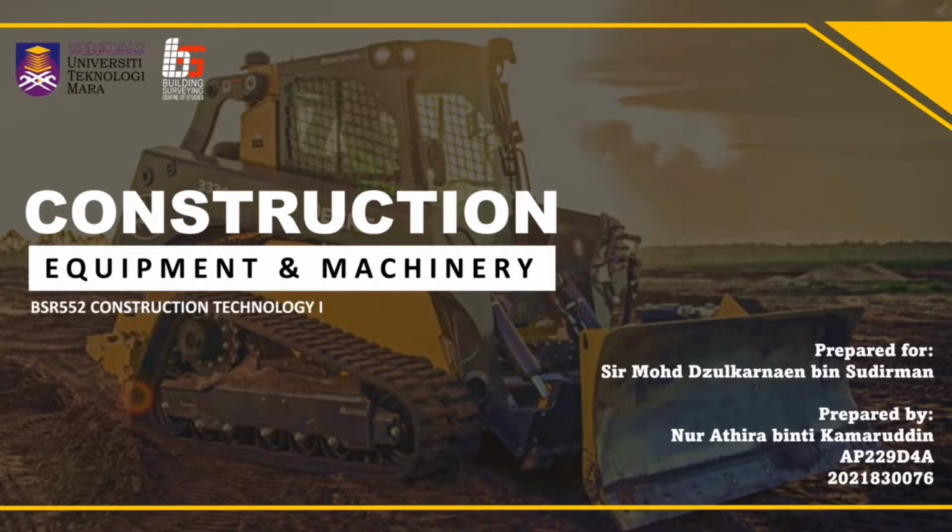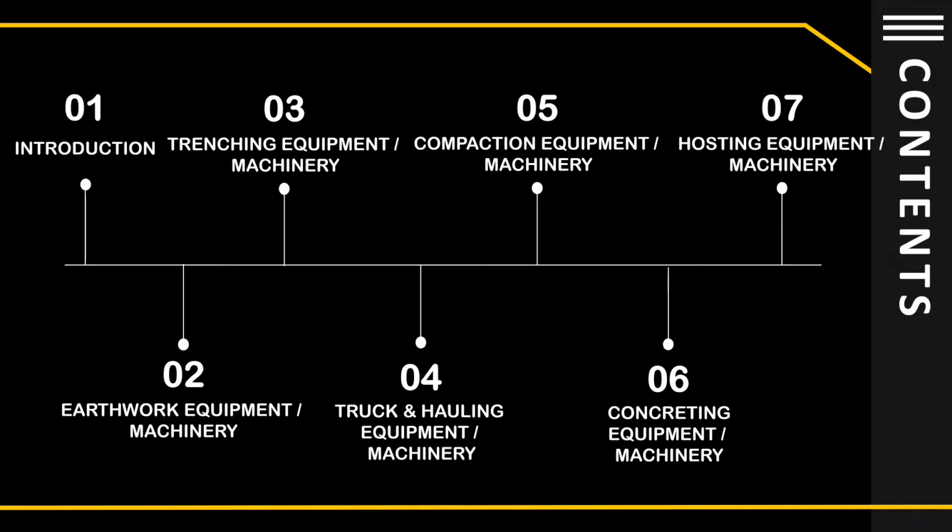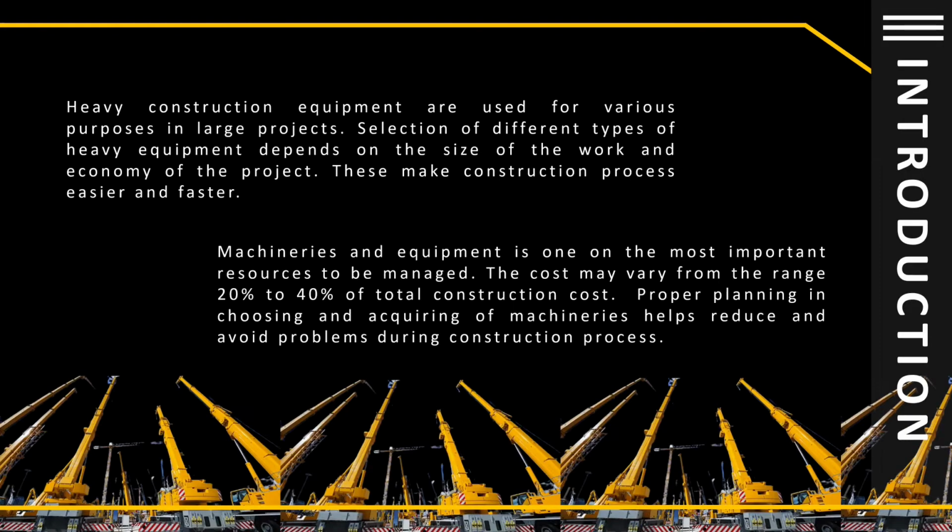I will explain a little bit about equipment and machinery used for construction. My explanation consists of 7 parts, which are introduction, earthwork, trenching, truck and hauling, compaction, concreting, and hoisting equipment and machinery. Selection of different types of heavy equipment depends on the size of the work and economy of the project. Machineries and equipment are one of the most important resources to be managed. The cost may vary from the range 20% to 40% of total construction cost.